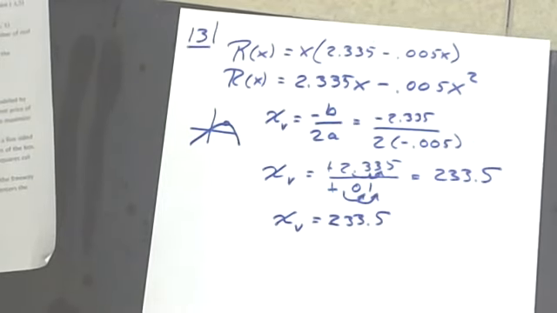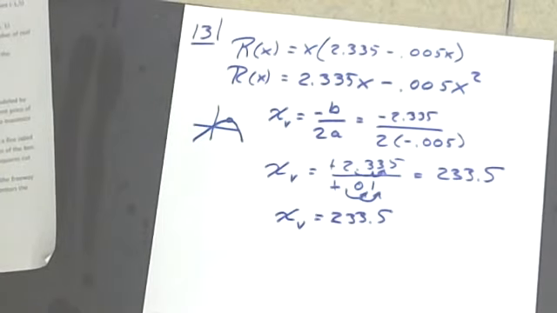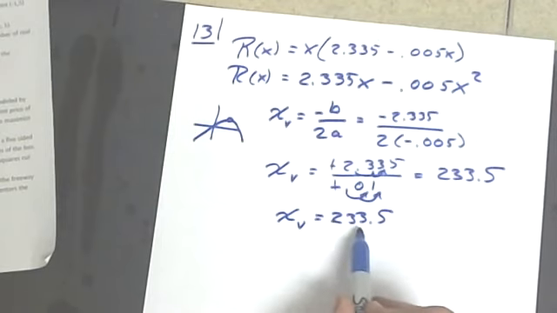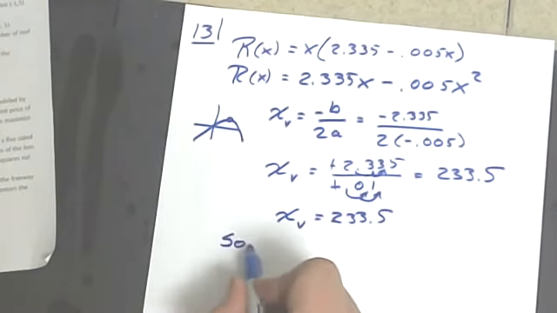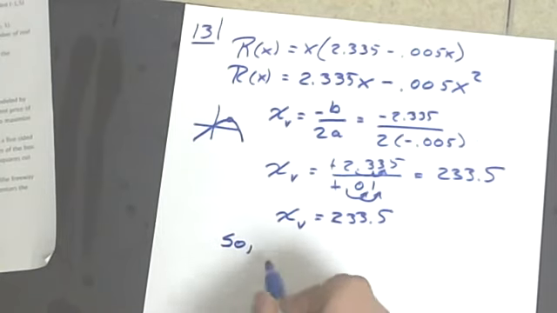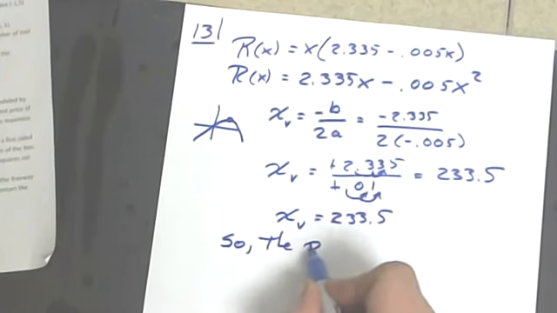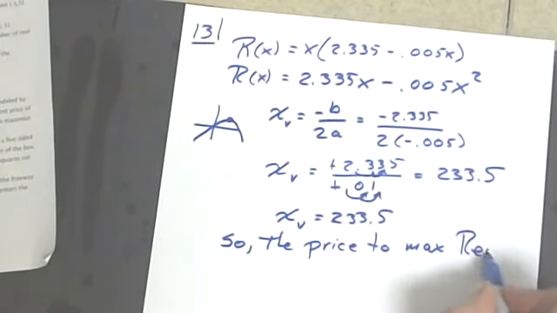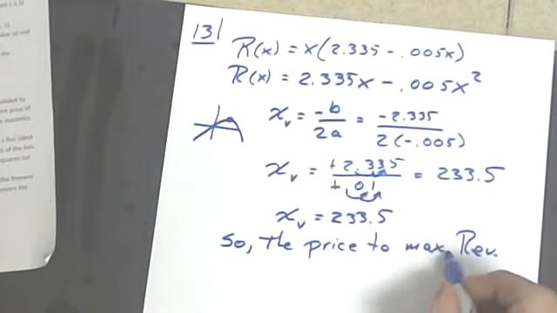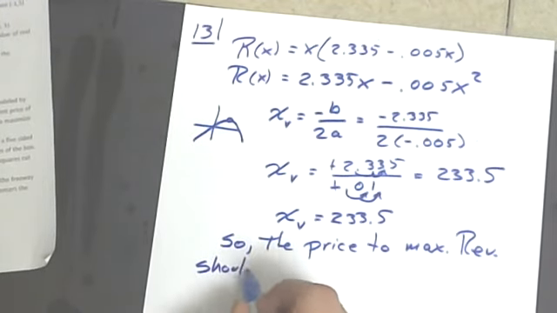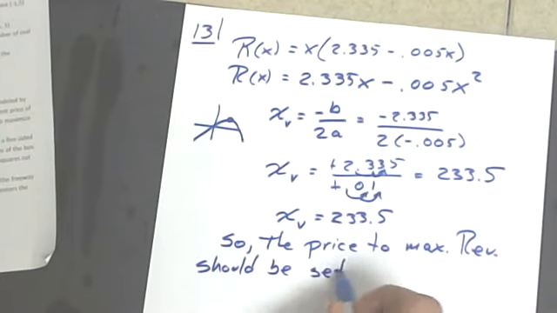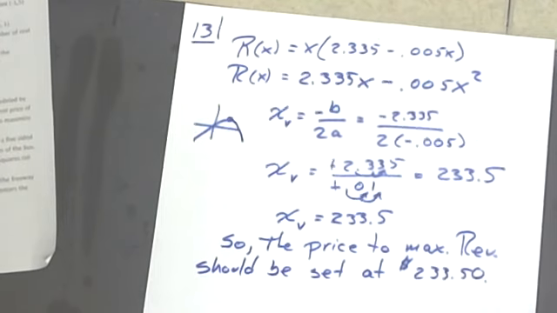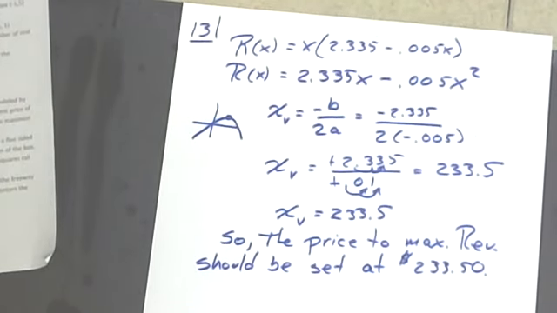Now, in context of the problem, we're told that this x is the price in dollars. So the price in dollars that will maximize the revenue is $233.50. All word problems should be answered in a sentence. Be sure to do that. So the price to maximize revenue should be set at $233.50 for whatever this product is.